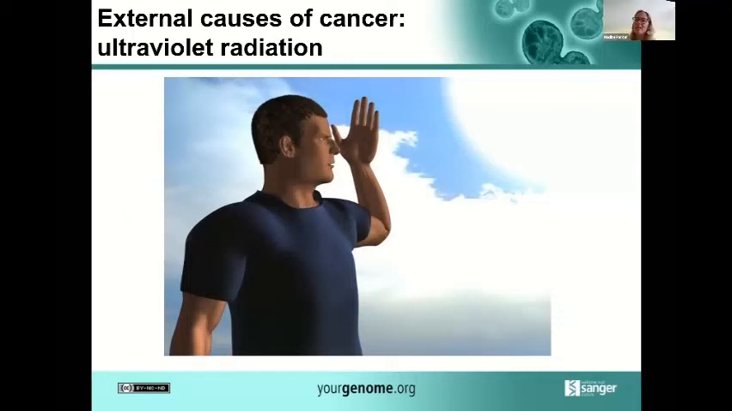So UVA is the longer wavelength, and that's the one, it does damage your DNA, but more in that it will cause your skin to age. So it causes wrinkles. Whereas UVB is the shorter wavelength, and that's the one that causes sunburn. And that's the one that's more dangerous and can lead to cancer. So when you're wearing suntan lotion, you've got to make sure it's got UVA and UVB protection.